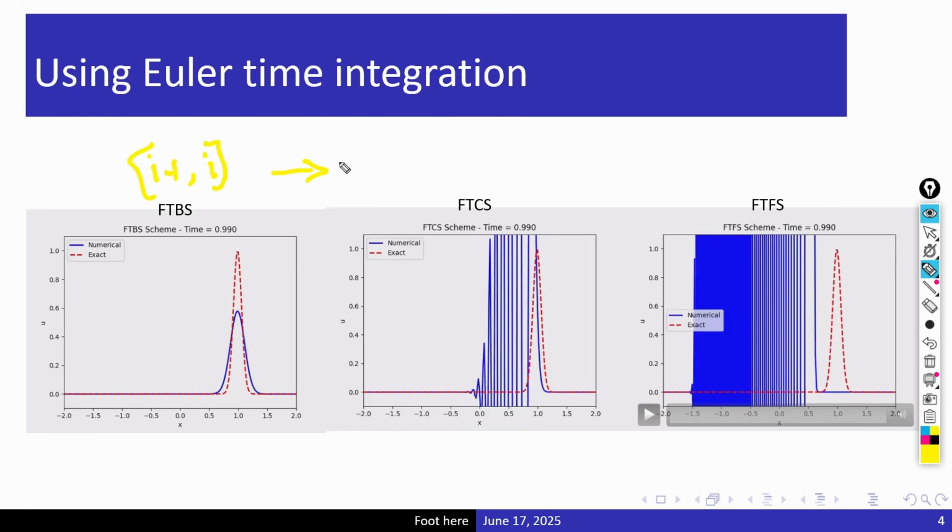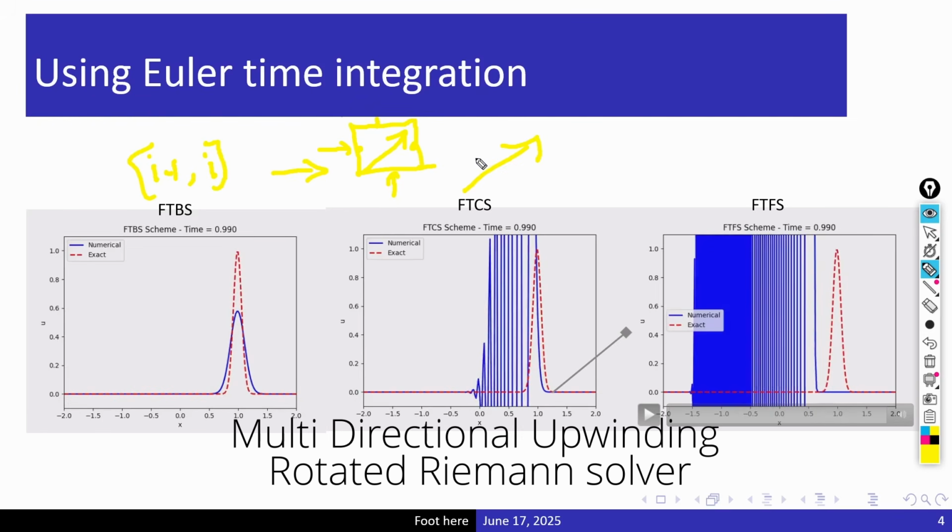This is quite easy for a one-dimensional problem. For example, let's say we have a two-dimensional problem and our wave is propagating in a diagonal direction. It's quite difficult to give upwinding because we can give upwinding either in the x direction or in the y direction, but in this case, the wave is moving diagonally. So there is a lot of research going on, and researchers have come across several procedures for that, like multi-directional upwinding, rotated Riemann solvers, and so on.